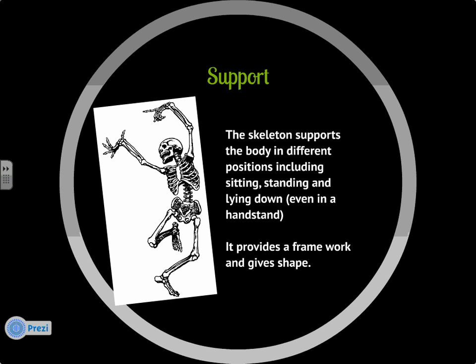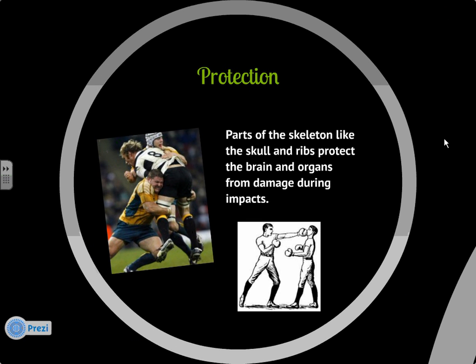Support. The skeleton supports the body in different positions, including sitting, standing and lying down, even in a handstand. It provides a framework and gives shape. Protection. Parts of the skeleton, like the skull and the ribs, protect the brain and organs from damage during impact, such as a boxing punch or a strong rugby tackle.